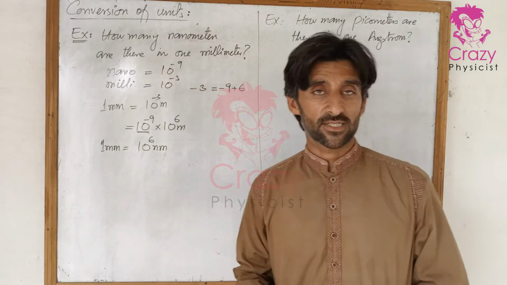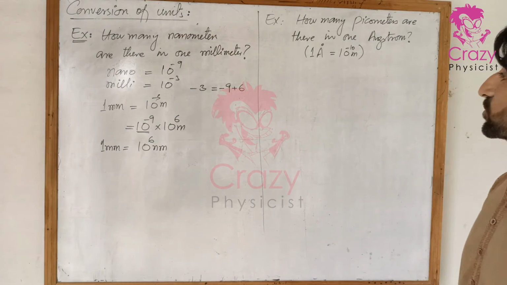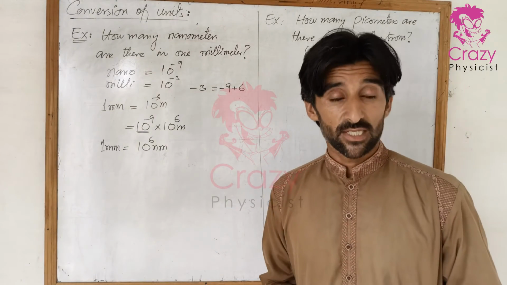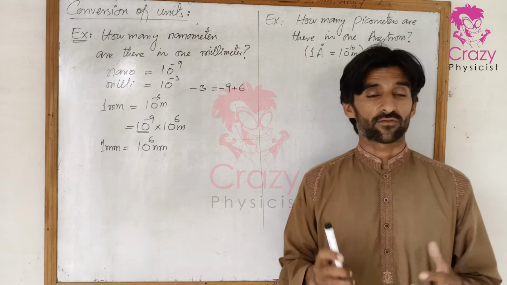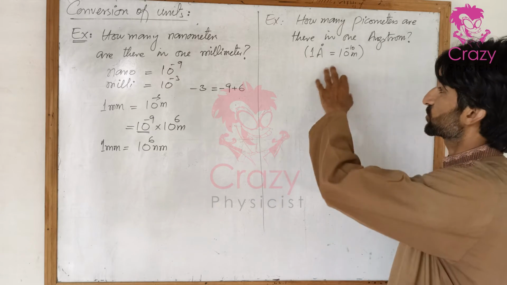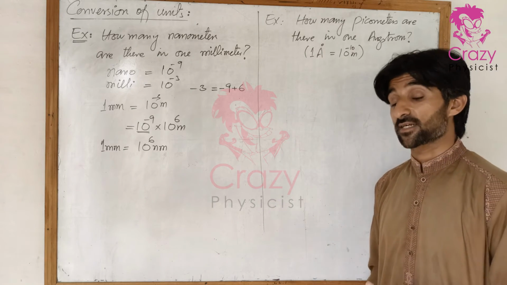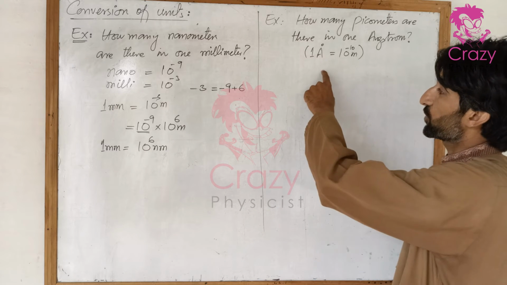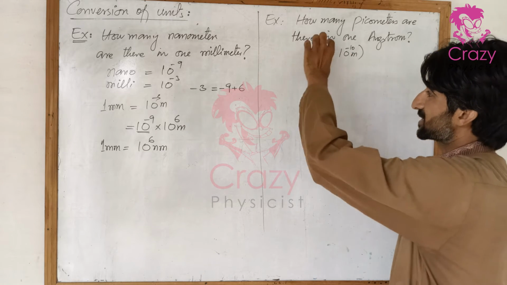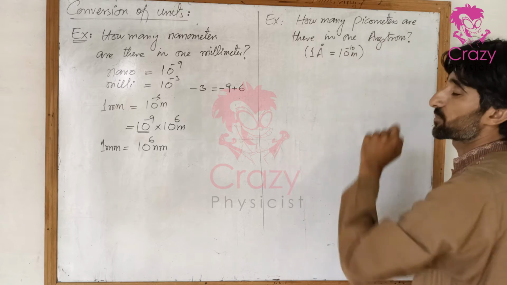So the second example is: how many picometers are there in 1 angstrom? Angstrom is a unit of length that is equal to 10 raised to the power minus 10 meter. It means that the standard value is given. So now what we have to do is express this angstrom in terms of the picometer.